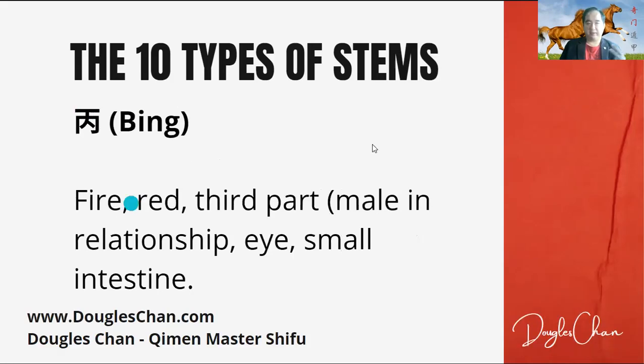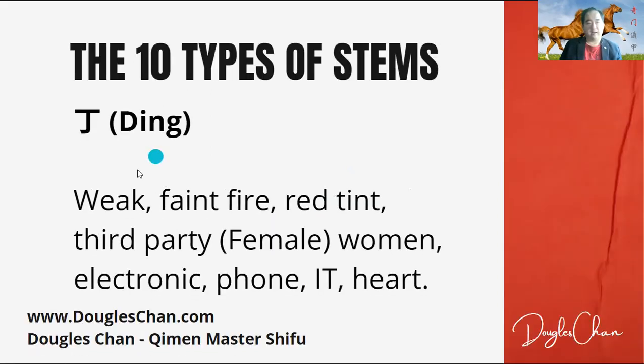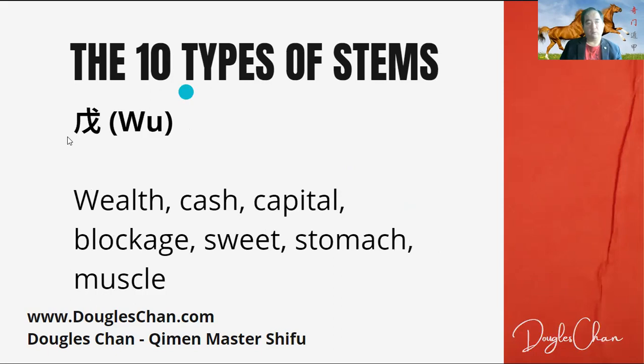Next we go to Bing. Bing stands for fire, red, third party, a male relationship, and the eyes and small intestine, if we're talking about specific parts of the body. And we have Ding: weak, faded fire, red tint, and third party representing a woman also. It also represents electronic phones, IT. For the body, it stands for the heart.